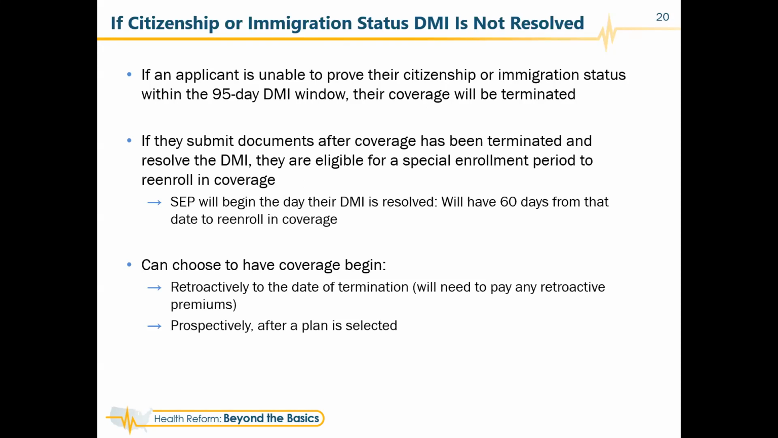If the person submits documents after coverage has been terminated, and then they're able to resolve the DMI with those documents, they will be eligible for a special enrollment period to re-enroll in coverage. That SEP, the special enrollment period, will begin the day that their DMI is resolved, and they will have 60 days from that date to re-enroll in coverage. They have some choices about when they can have that coverage be effective. They can either do it retroactively to the date of the termination. Of course, if that's the case, they would have to pay for any premiums for having that coverage activated retroactively, or they could do it prospectively after the plan selected. So they have that option.